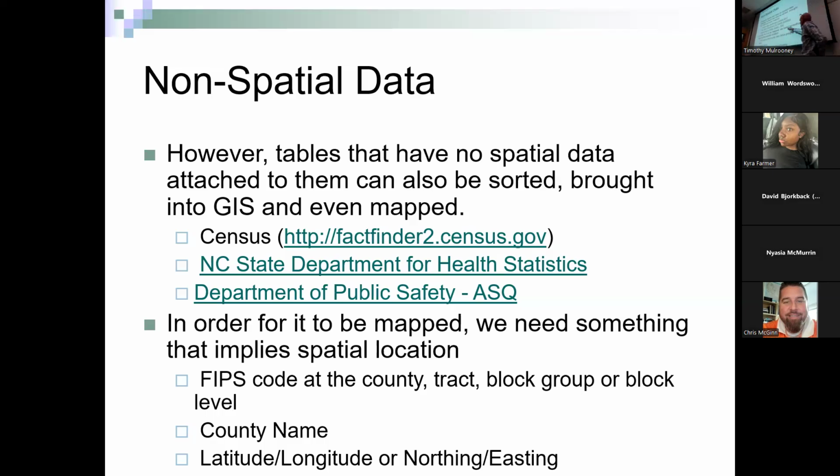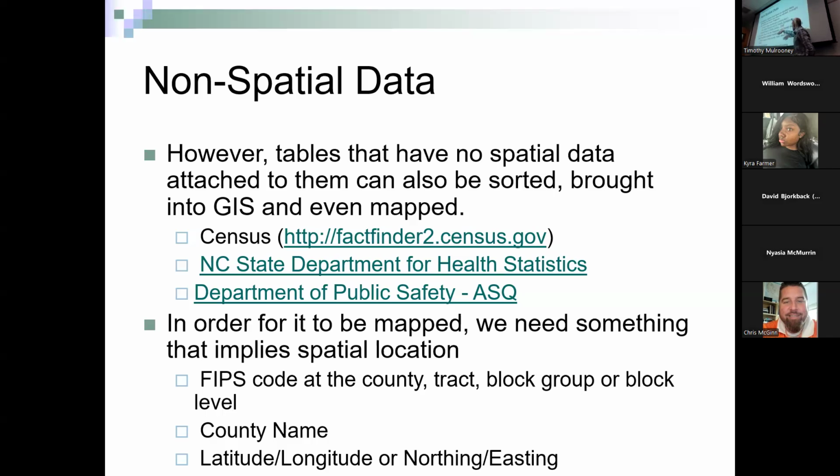That's right. There's lots of places here. Department for Health Statistics, Department of Public Safety. We can click on this button right here, and we can look at all the people that were admitted to prison over the last year by county. Can you make a map out of that? You bet you can.